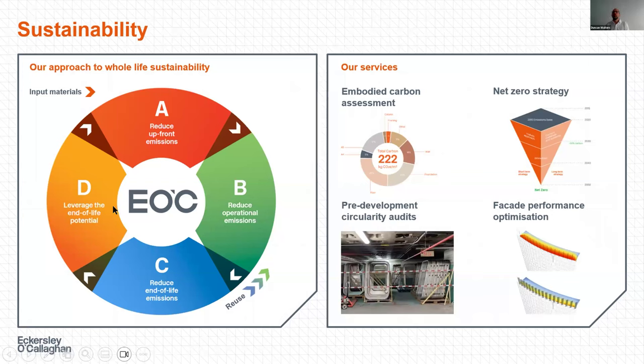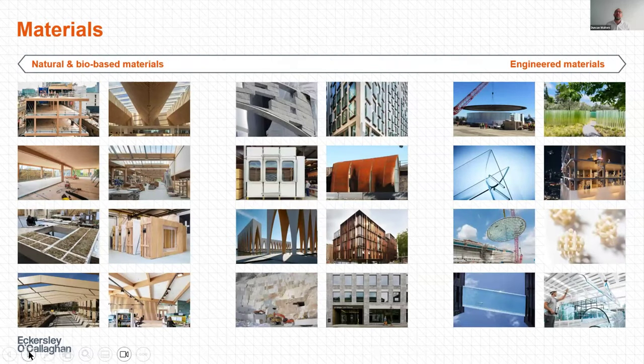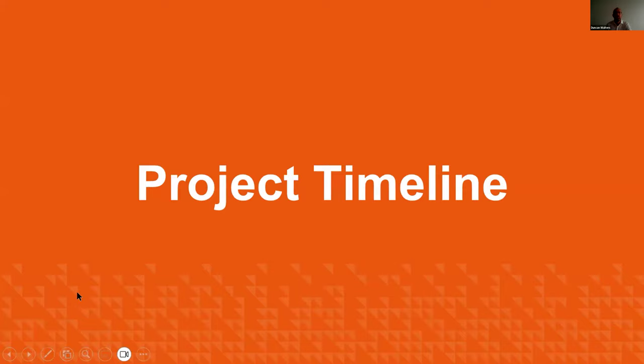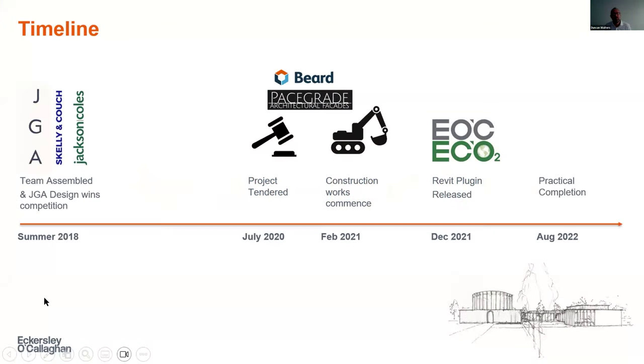We have a facade team too, so we like to knit together the frame and envelope. In terms of materiality, we dive in and get quite granular and like to be specialists in all material areas, from bio-based regenerative materials all the way through to more engineered materials and those in between, modern methods of construction. So starting off, the project came in 2018 with the assembly of the design team for the competition.